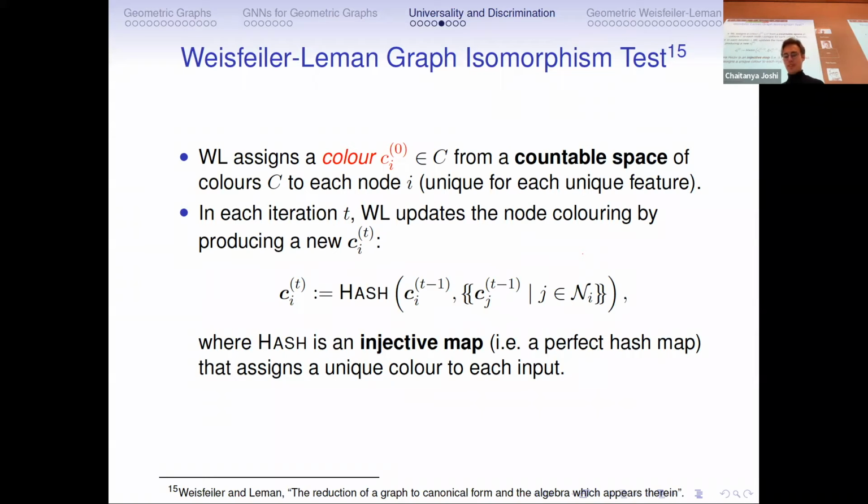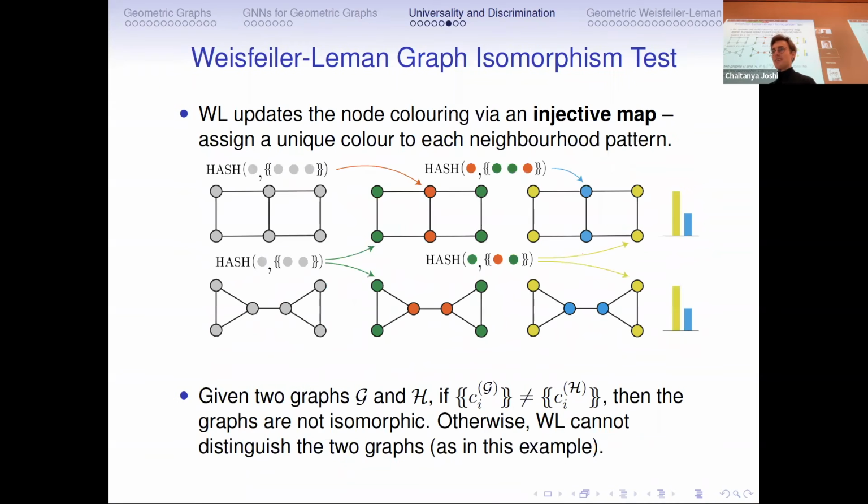So rather than going through the equations, I'll just do a quick example of how the Weisfeiler-Leman algorithm works, and then we can talk about how we can generalize it to the geometric setting. In the first step, we take the graph that we're given, or both of the graphs that we want to compare, and we assign every node a color, which you see here, gray. In the next step, we want to update the colors.